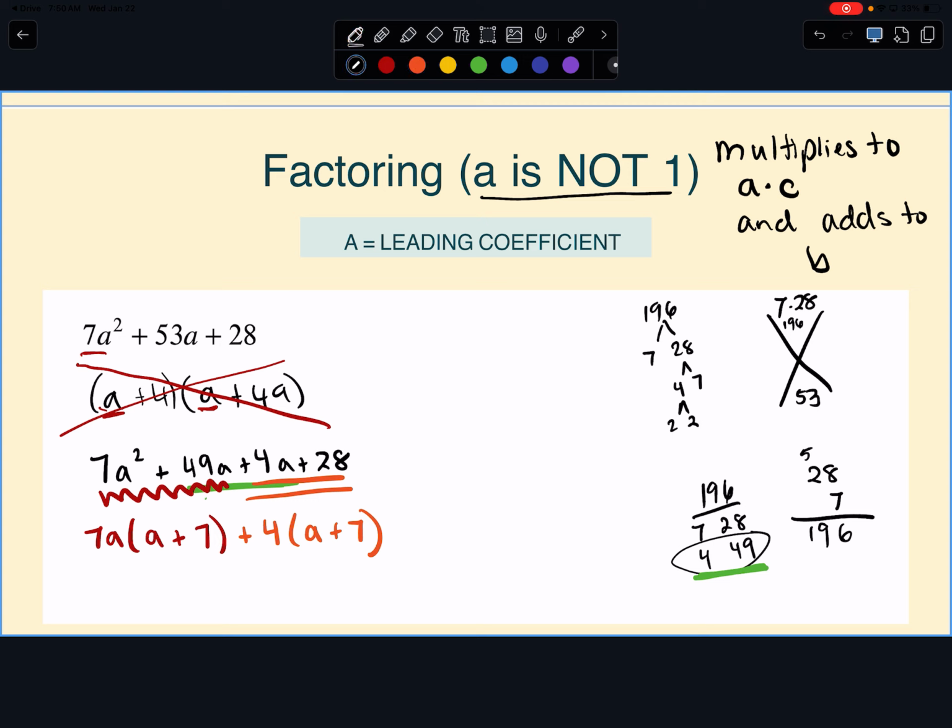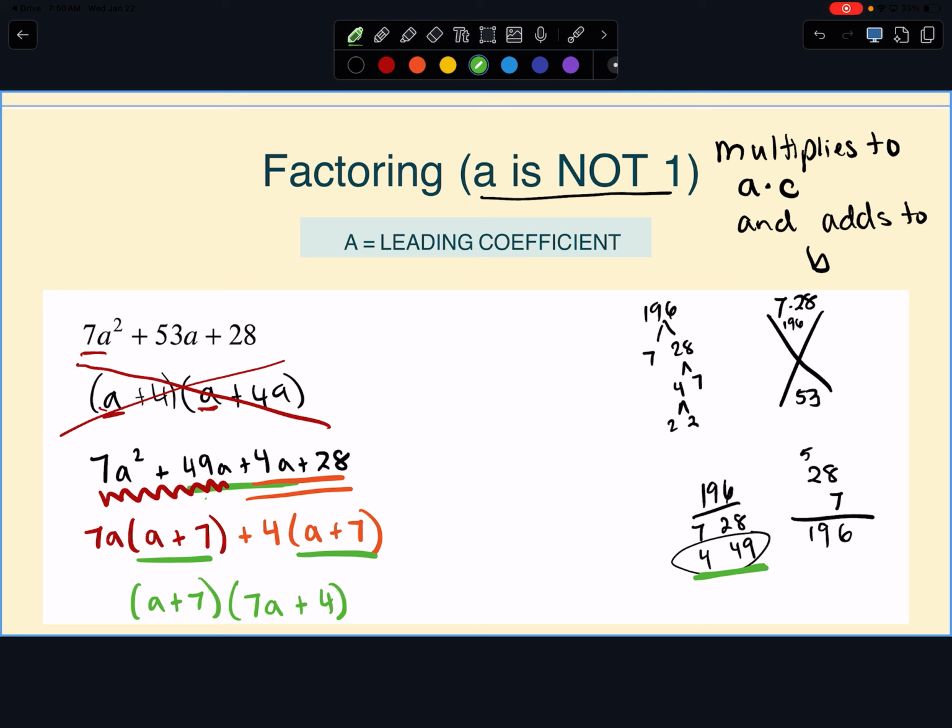Now I see between these two terms, because we have 7a times a plus 7, that's a term, and 4 times a plus 7, that's a term, we have common factors, right? 7a and a plus 7 are all factors in the first term. 4 and a plus 7 are factors in the second term. They both have a plus 7. That's what we call a common factor. So we can factor it out, leaving behind 7a plus 4. And there is our fully factored form.